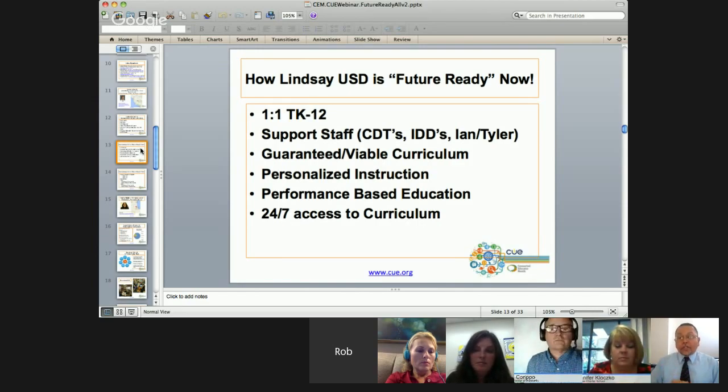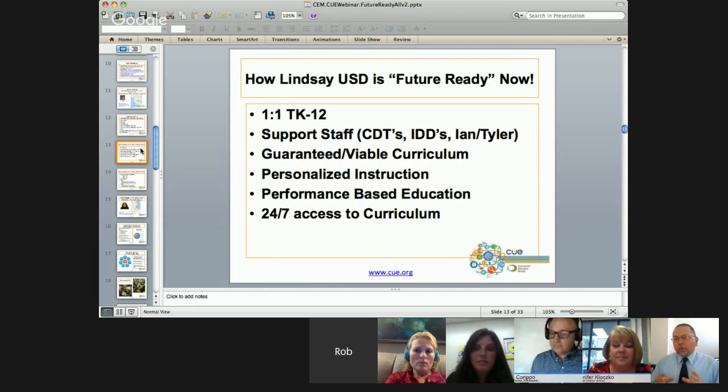So along the way, we are one-to-one from our transitional kindergarten all the way through 12th grade. So every kid in our district has a device that they take home over winter break, over summer break. Because of the Race to the Top grant that we secured 3 years ago, we were able to speed up some of the work that we've been doing, and we've been able to hire some of the support staff. So all the things that we're trying to accomplish are highly supportive.